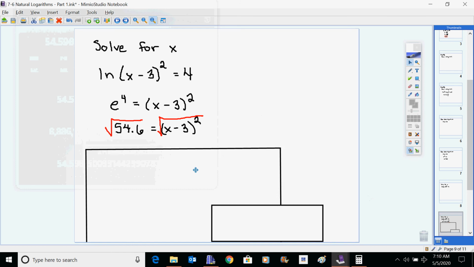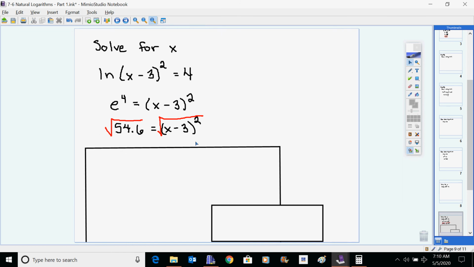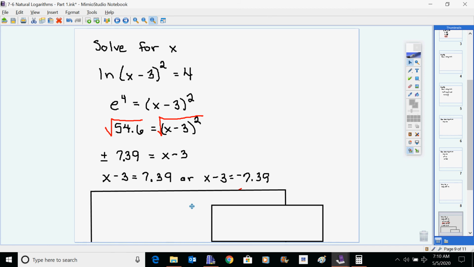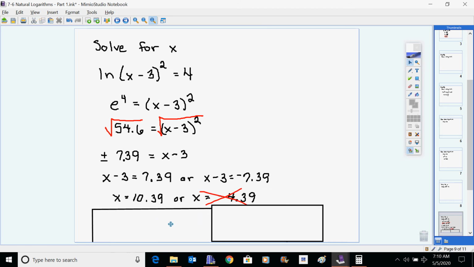After you have done that, you need to square root both sides to get rid of the square. That's important because when we square root both sides to get rid of the square, we get plus or minus 7.39. So x minus 3 equals positive 7.39 or negative. We add 3 to both sides. Now wait, I have this crossed out. The reason that I have this crossed out is because if you try to take a logarithm of a negative, it gives you an error. So that's our extraneous solution, it doesn't work.